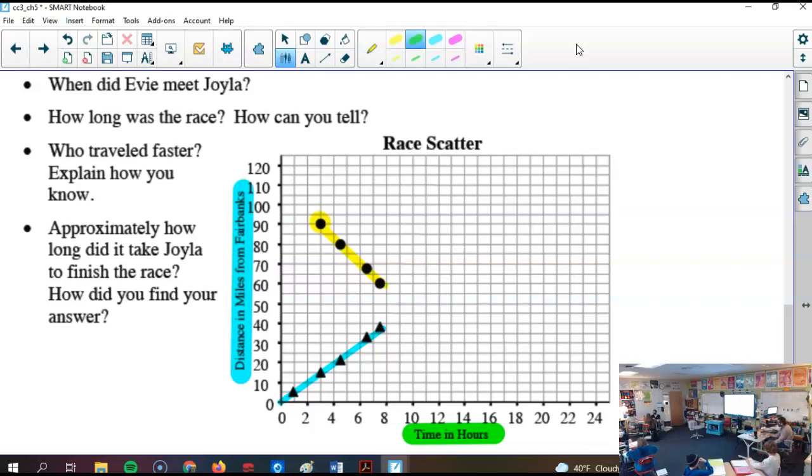Nevin, give me one thing you guys talked about. Just one. Well, I think about the length of the race. Okay, what do you think about the length of the race? I think it's 90 miles. You think it's 90 miles. Why do you think that? Because from what I can tell, the circle is the person on the snowmobile, the triangle is the person on the dog sled. Clearly one is going faster than the other.